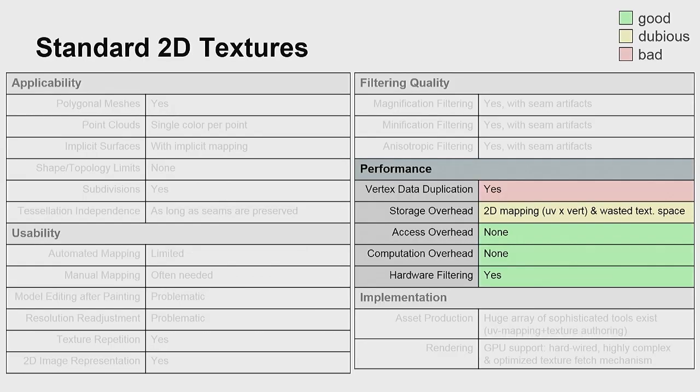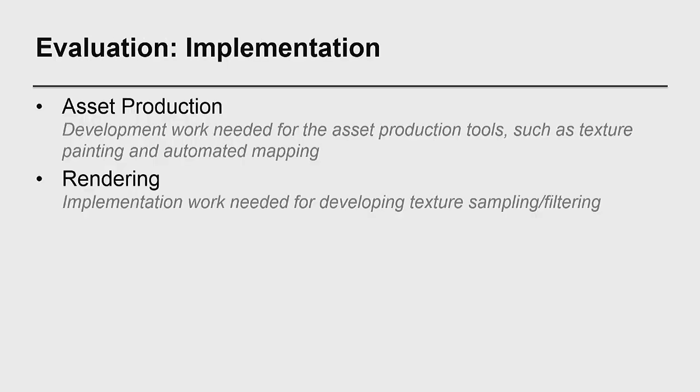Well, the 2D texture maps overall score pretty well on this front because, hey, our system is designed for these, right? So they better perform well. Yes, we have vertex data duplication, and we are storing 2D texture coordinates, and there's some wasted space, but it's not too bad. We don't have any access overhead. We can directly access the texture data using the UV coordinates. We have no computation overhead, and yes, we can use hardware texture filtering because it's built for that.